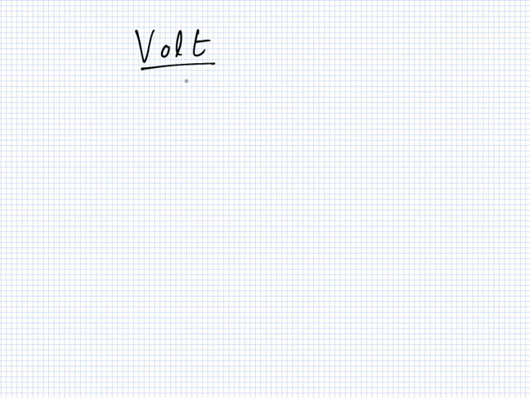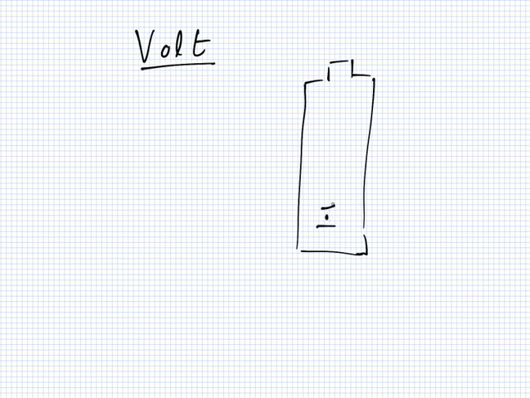Tell me where you've seen this word before in day-to-day life. When was the last time you saw this word? Give me an example. Battery, yeah. When you go to buy a battery for your camera or your phone, it would say on the battery something like this. There's your battery. And on the side, it might say 1.5V. Can you check your battery on your phone?